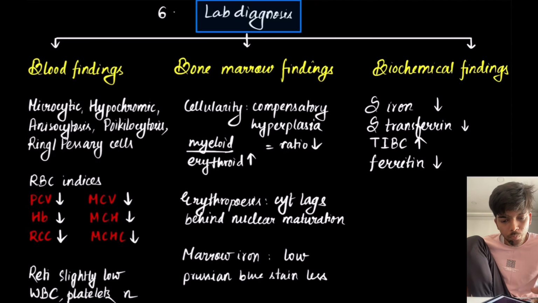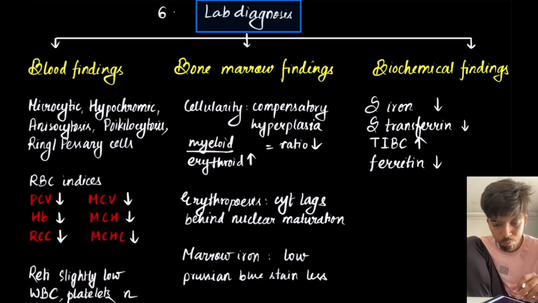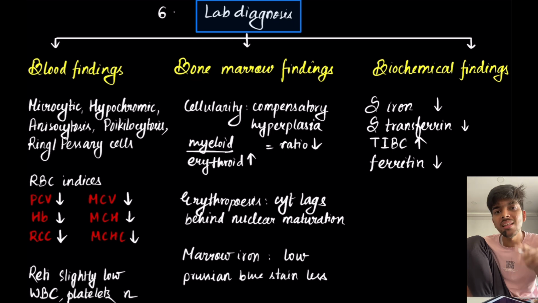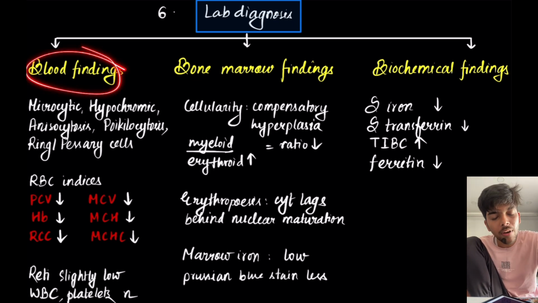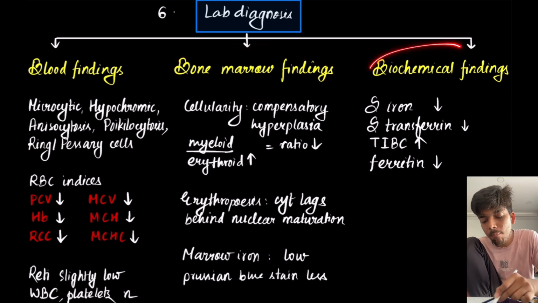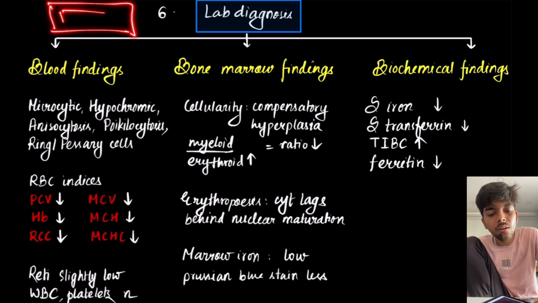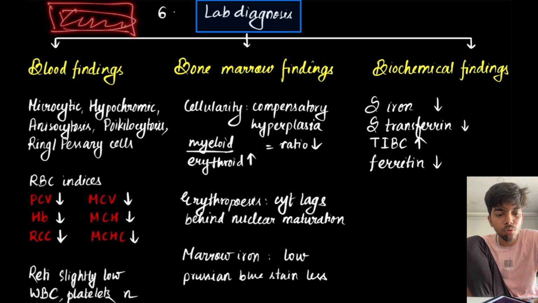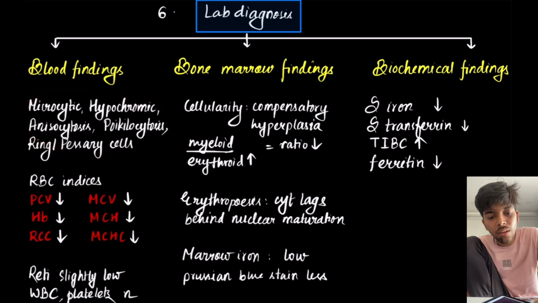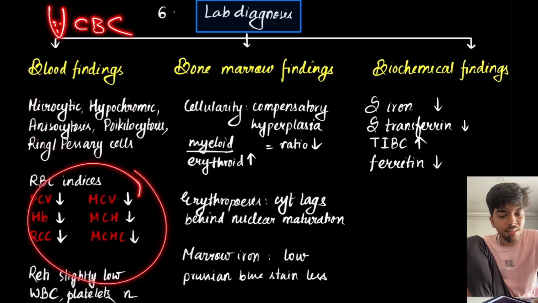Okay. Lab diagnosis. Number 6. Under lab diagnosis, there are 3 different findings for all sorts of anemia: blood finding, bone marrow finding, and biochemical finding. So you take a person suspected of anemia, you draw blood, make a blood smear on a slide, observe it under a microscope, you will find these. You take the blood sample and then perform CBC, you will find these.